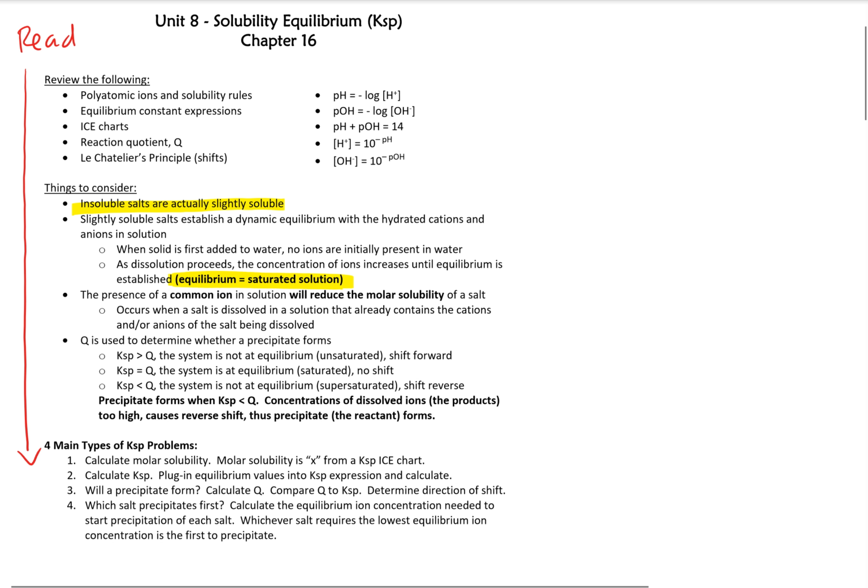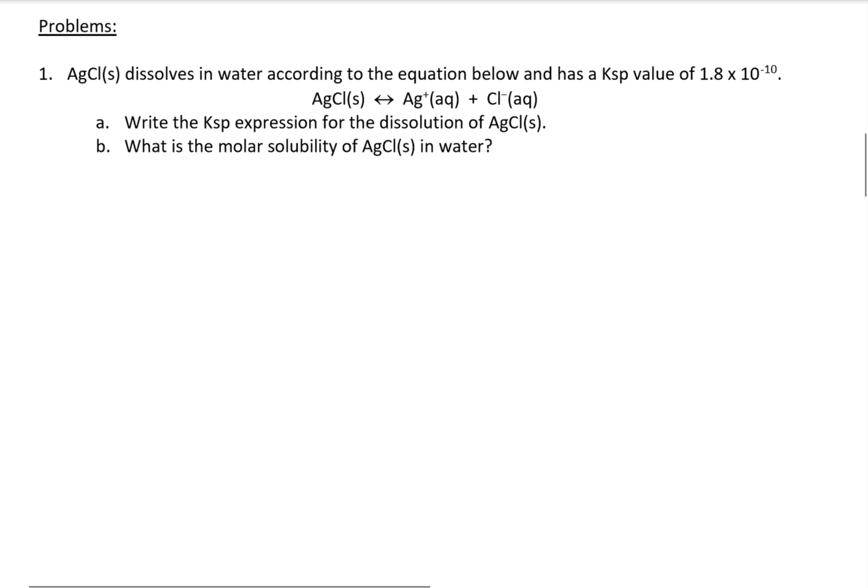In this video lesson, we're going to focus on two of the four main types of KSP problems, number 1 and number 2. We're going to learn how to create KSP ice charts and calculate something called the molar solubility, which represents the amount of solid that is actually dissolving into ions. From our ice chart, molar solubility is X. Then we're going to learn how to solve for KSP values using molar solubility values. So let's take a look at problem number 1 on your paper.